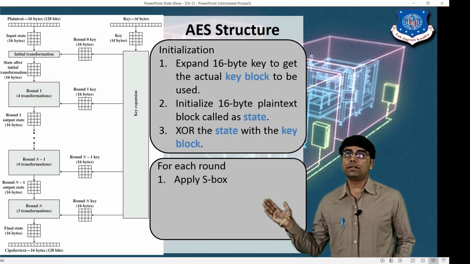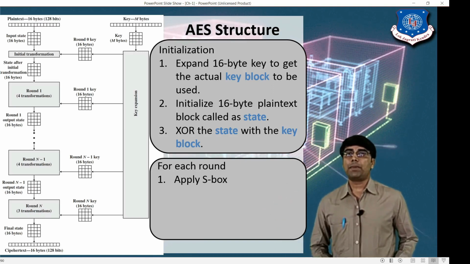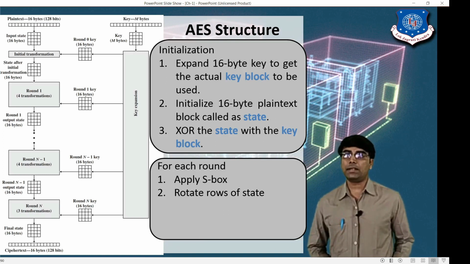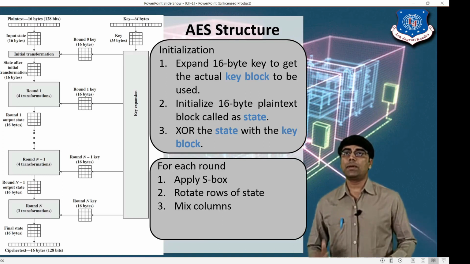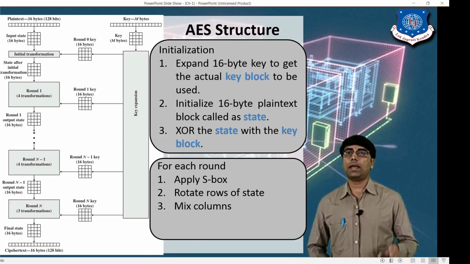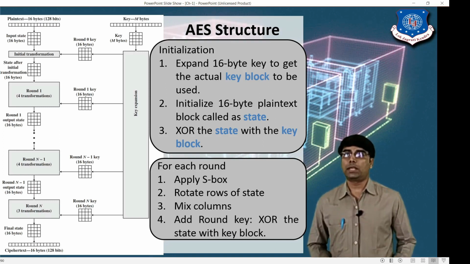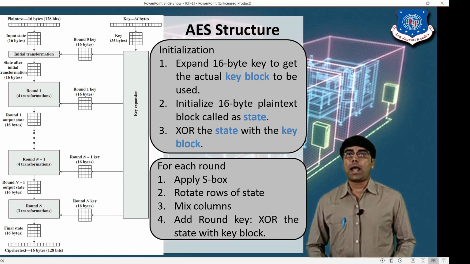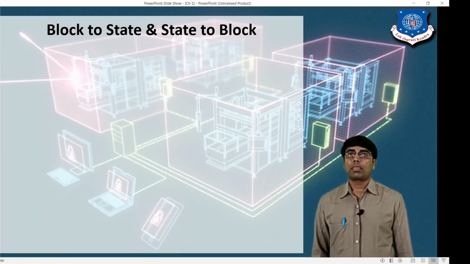Now for each round we are performing four transformation operations. In the first round we apply the S box. Now rotate the row state. In the third step, mix column, and the fourth step, add round key. In add round key we are performing an XOR operation with the key. So this is the simple structure of AES. I hope this idea is clear.